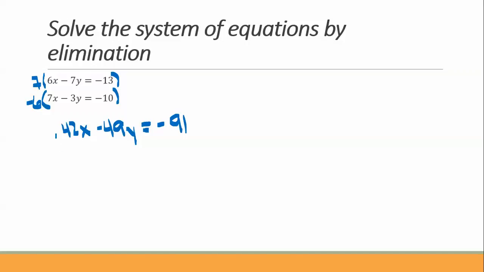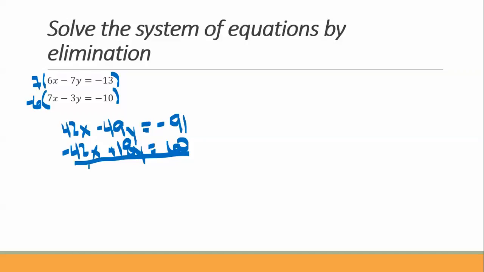The second equation we'll write right underneath. We have negative 42x plus 18y equals positive 60. Negative 6 times negative 10 is positive 60. Now we can add our two equations together. That's why elimination is sometimes called the addition method.